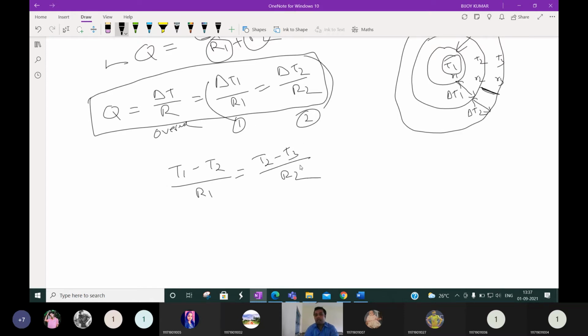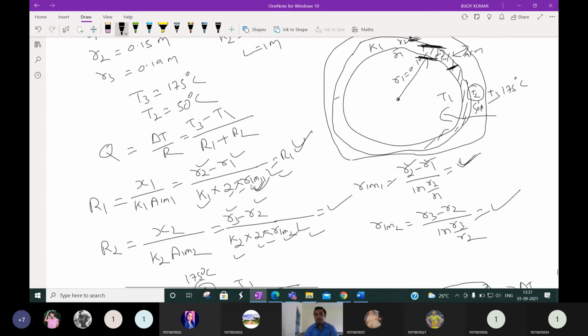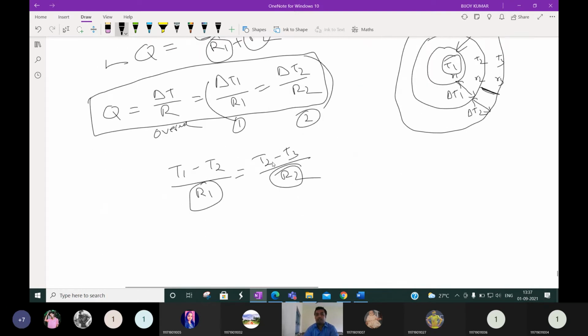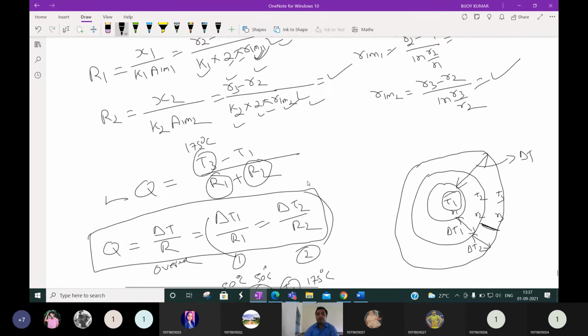This R1, R2 we just calculated. T3 is given as 175 degrees centigrade. T2 is given as 50 degrees centigrade. So the only unknown is T1. From this equation we can find T1. This T1 you can put here, then you can find the value of Q.